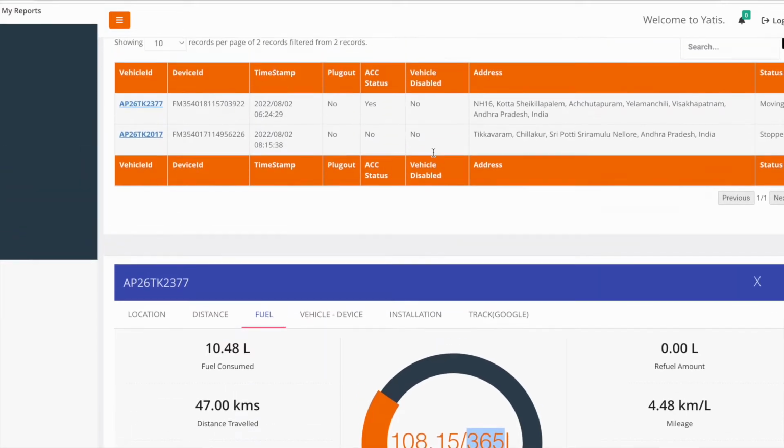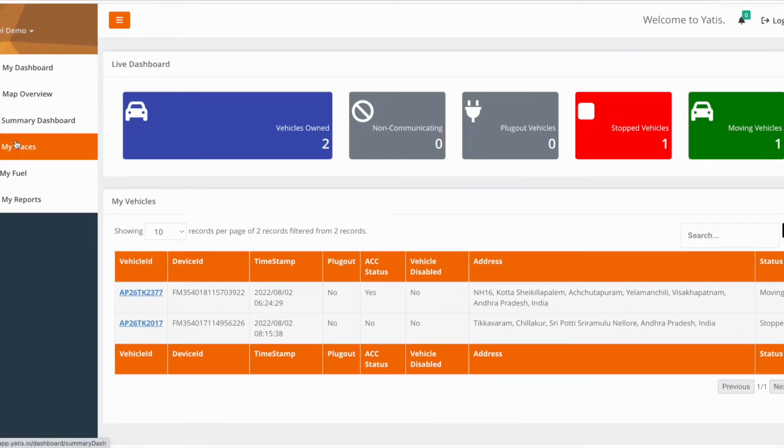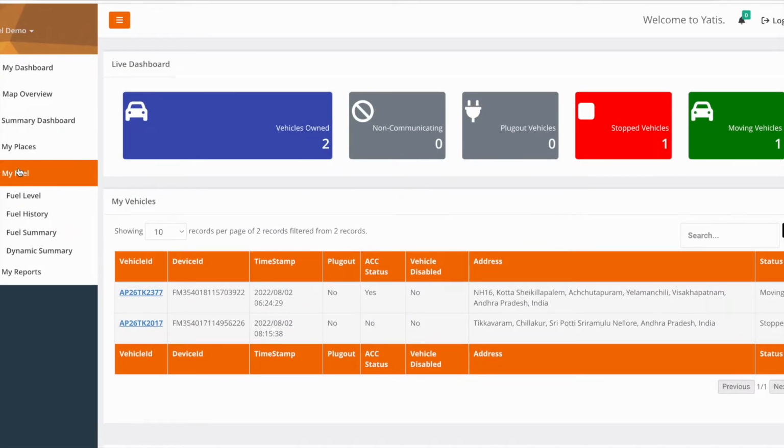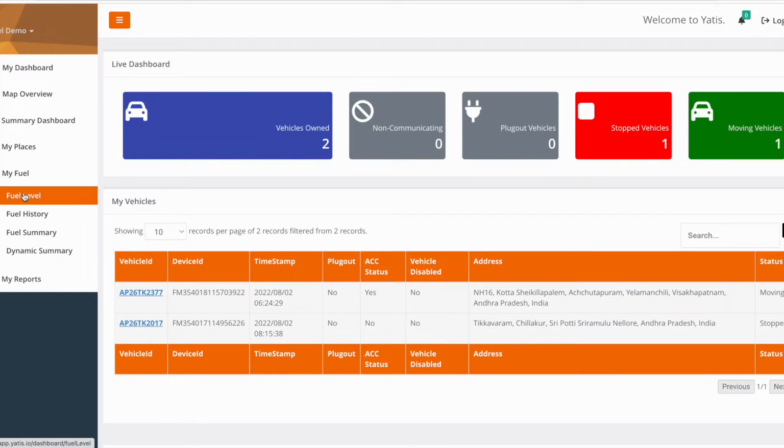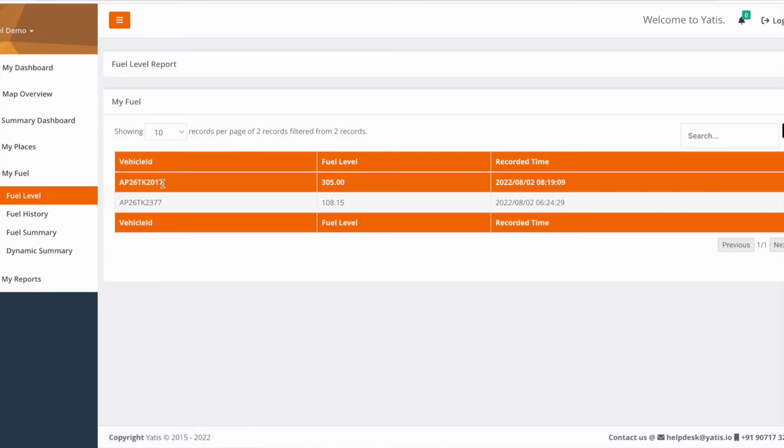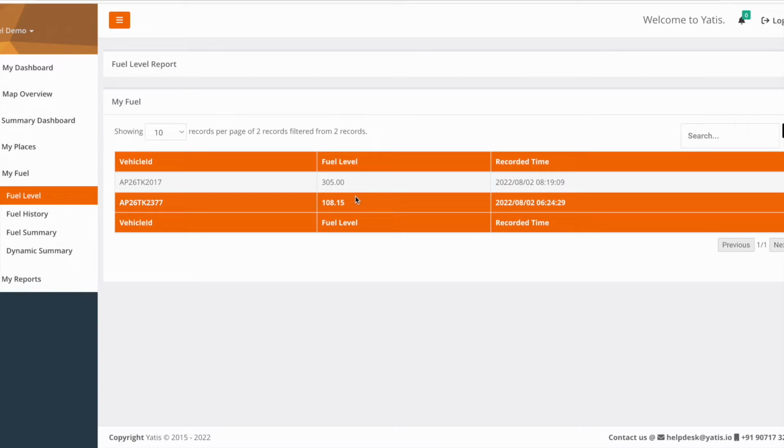We will now look at some more applications. So if you go to My Fuel and go to the fuel levels, you can see the fuel level in all your fleets as of the last recorded time. There are two vehicles in this fleet and these are the fuel levels on both of them.